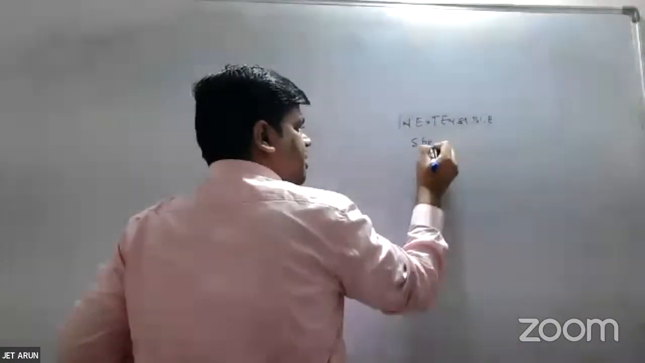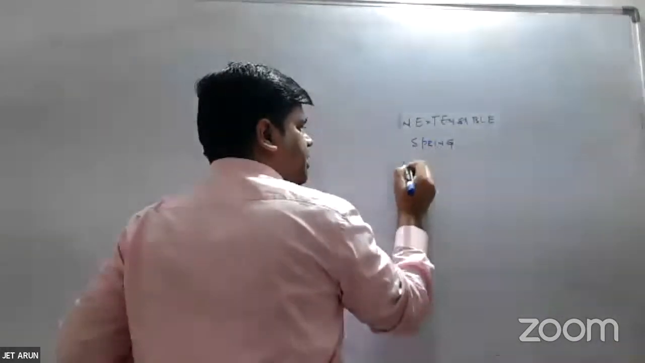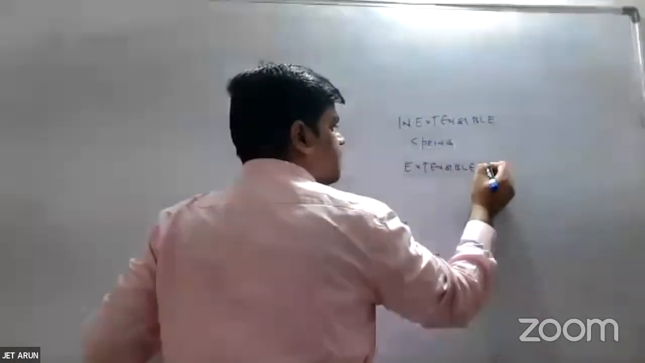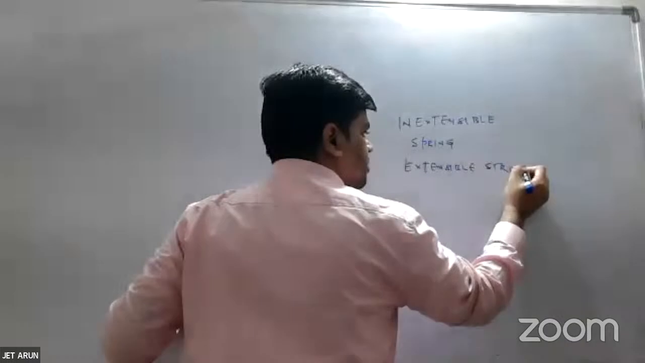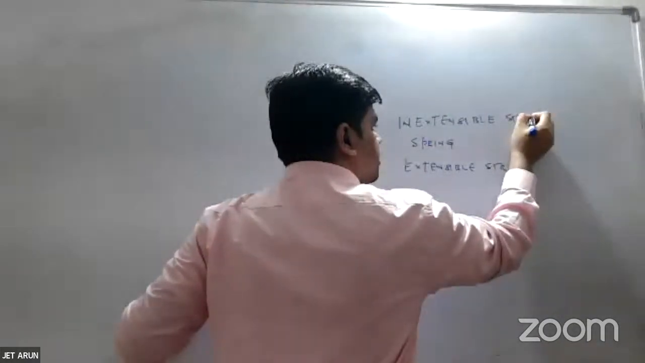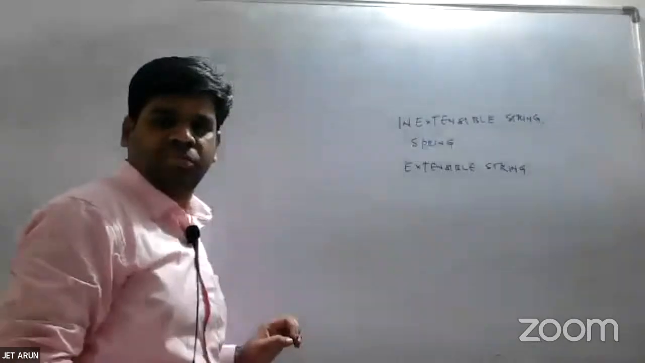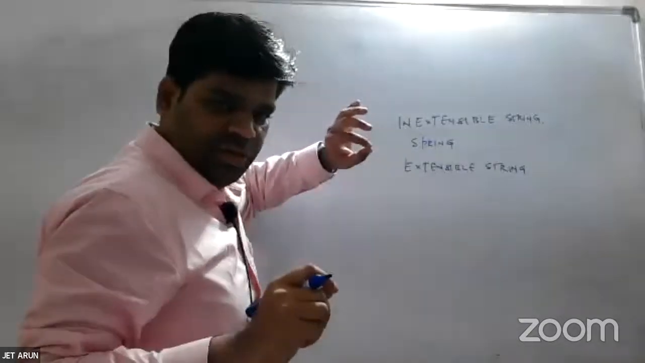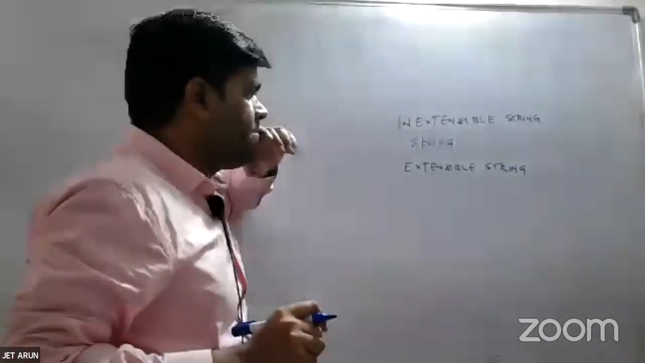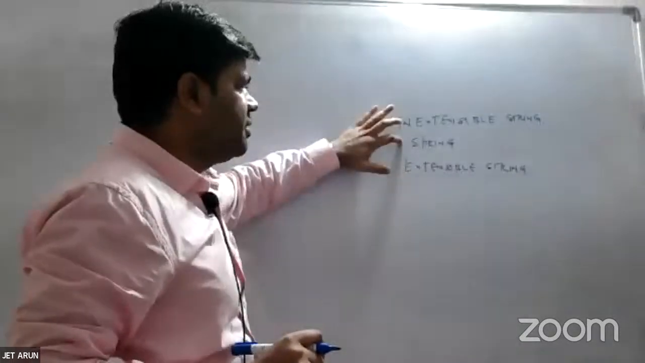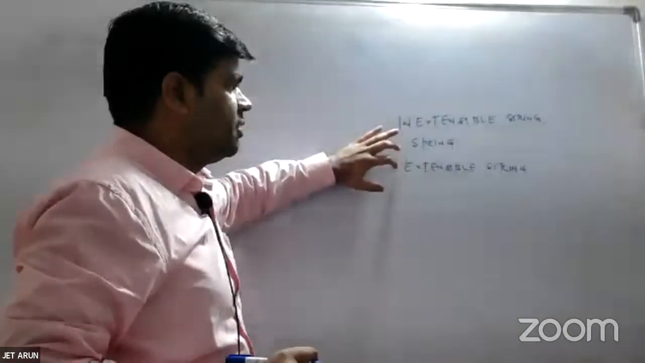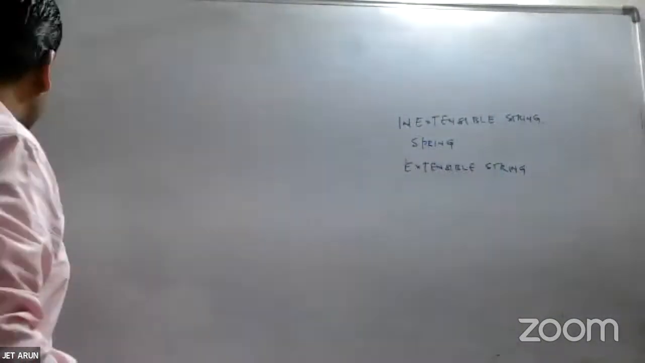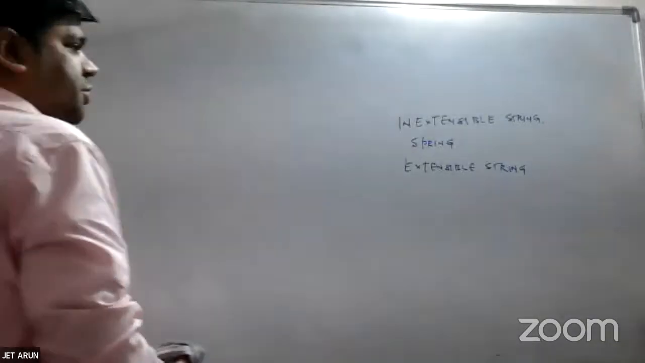The other is extensible string. All right. So we have dealt with inextensible strings, which do not extend. The length of the string remains constant. Now we will deal with springs, then later we'll deal with extensible strings. Now let's talk about what a spring is. A spring is something which will not just pull, but also push.